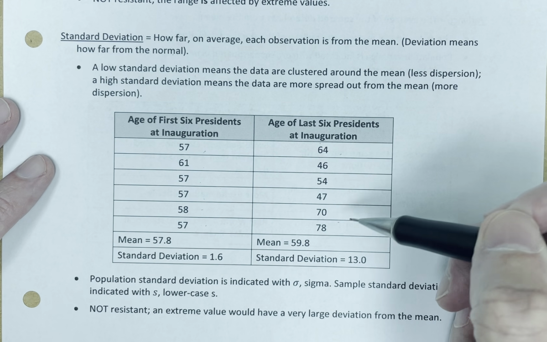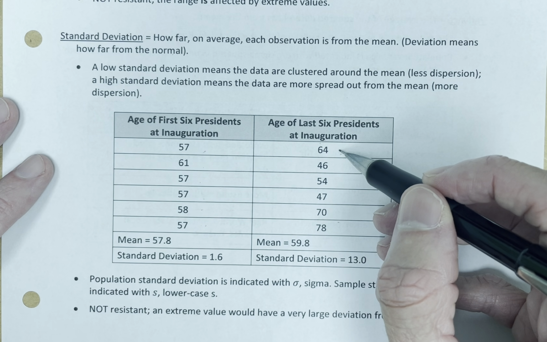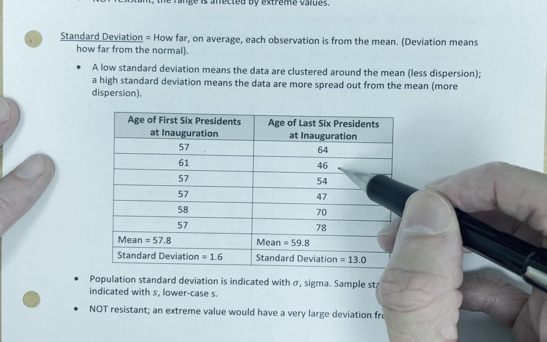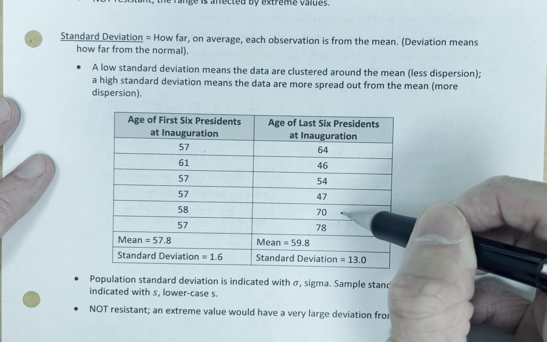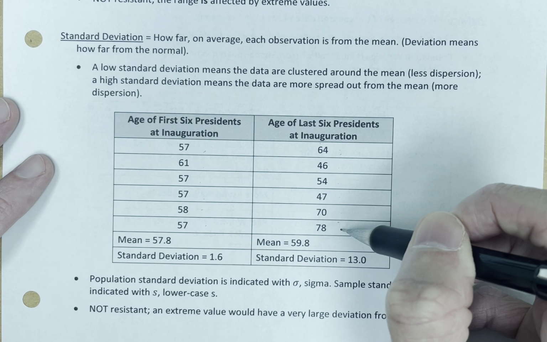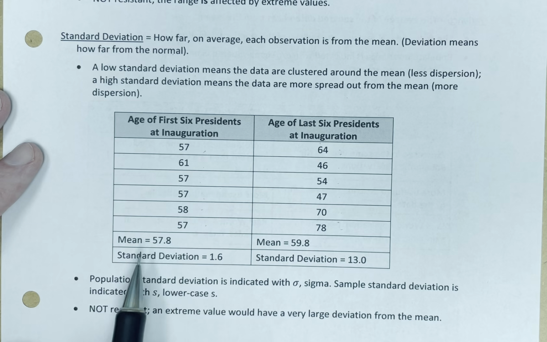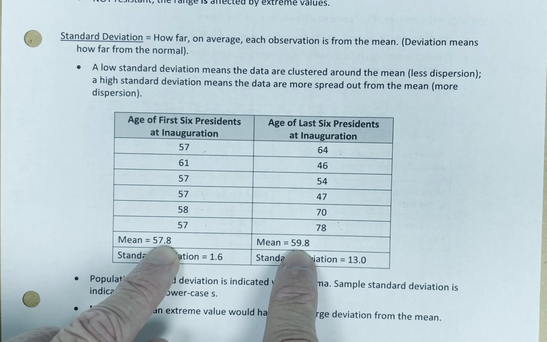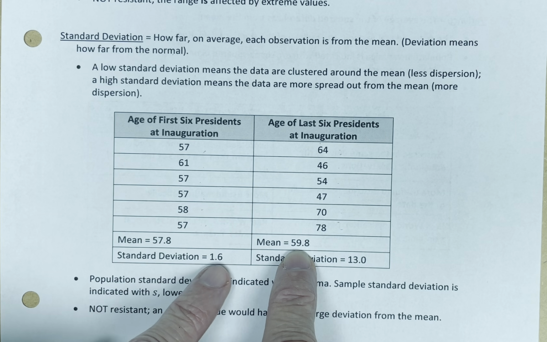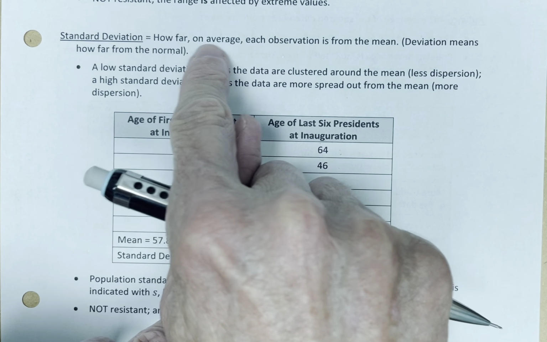The last 6 presidents, I'm not recalling where we're starting from here. This might be George H.W. Bush. This might be Bill Clinton, George W., Barack Obama, Donald Trump, and the current president, Biden. I believe that's correct. And you'll notice, if I calculate the mean, look how close they are. Okay, this one is almost 58. This one is almost 60.